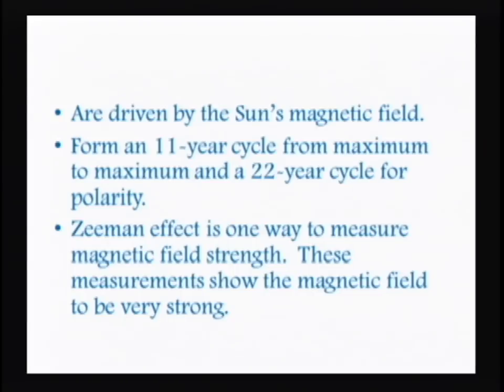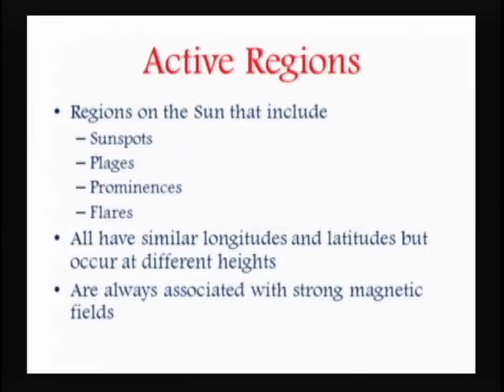The Zeeman effect is just one way to measure the magnetic field strength. And we're not going to worry about exactly what that is. If you take some chemistry, you're probably already familiar with it. But if you take measurements using that effect, then we find that the magnetic field is extremely strong. And then we have regions that are very active on the sun. These include sunspots, plages, prominences, flares, things like that.